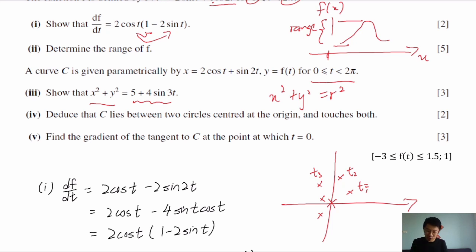We are supposed to prove that the curve C, which consists of different points, lies between two circles centered at the origin and touches both. So how do we prove that?